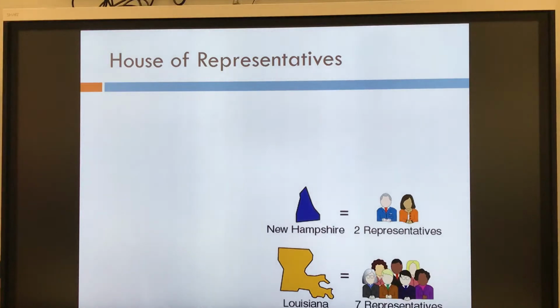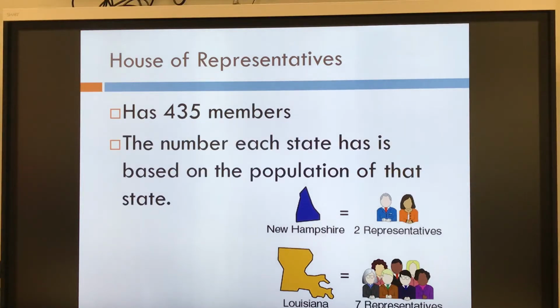All right, so for the House of Representatives, again, this is one of the two houses of Congress. The House of Representatives has 435 total members. The number that each state gets in the House of Representatives is based on the population of that state. In other words, the more people that live in a particular state, the more representatives a state gets. So small states that don't have a lot of people don't get a lot of representatives. A state that has a lot of people living in it will get more representatives.